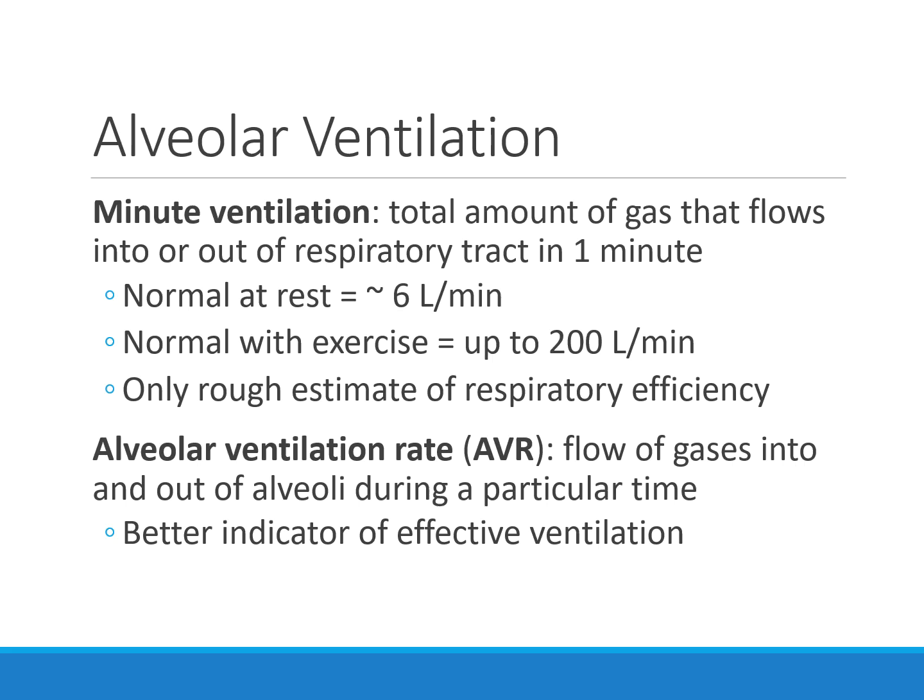They can look at the alveolar ventilation rate. This is the flow of gases into and out of the alveoli during a particular time. And obviously this is a better indicator. Minute ventilation doesn't take into account what happens down at the alveoli. So you can be bringing air in, bringing air out, and it may not be getting down to the alveoli. So we really want to look at what's happening at the alveoli because that's the site of exchange.